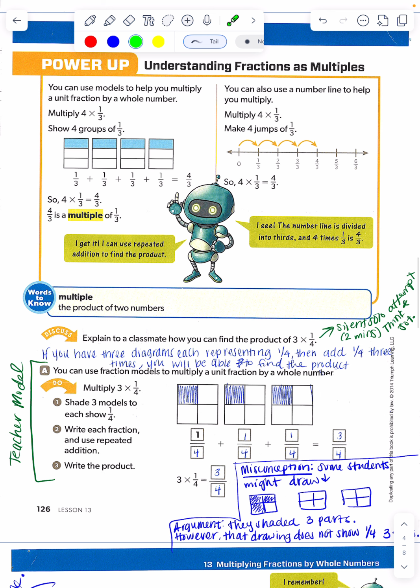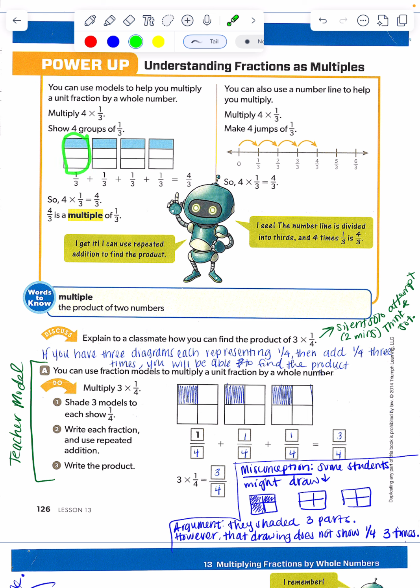The other piece of this lesson is understanding fractions as multiples. So you are essentially multiplying a unit fraction. A unit fraction just means that the numerator has a 1, or the numerator is 1, sorry. You are multiplying a unit fraction by a whole number, right? So in order to multiply 4 times 1/3, you are showing the model 1/3 4 times.